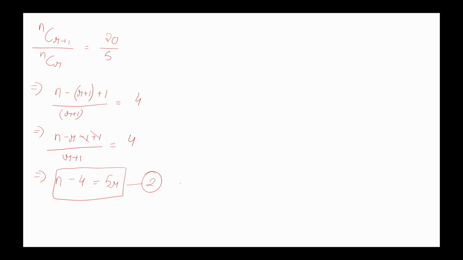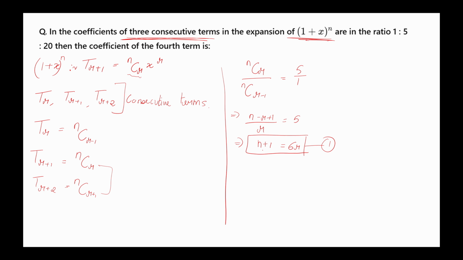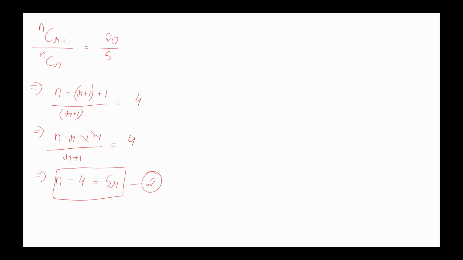Now if I were to solve these two equations, if I, let's say, put the value of n to be 6r minus 1 in this equation, so what would I get? 6r minus 1 minus 4 is equal to 5r. From here, what do I get? My r to be equal to 5. If my r is 5, that means what would be my n's value? This is 25. 25 plus 4, n becomes 29.